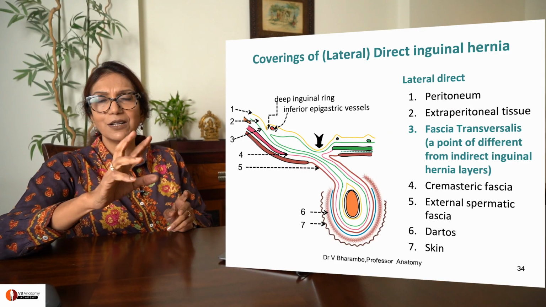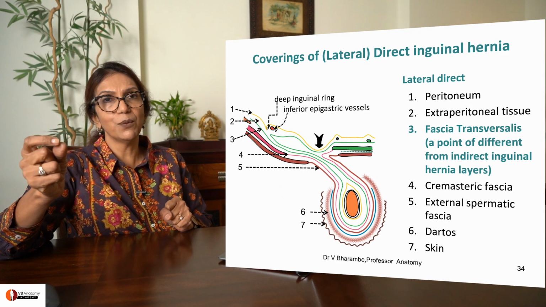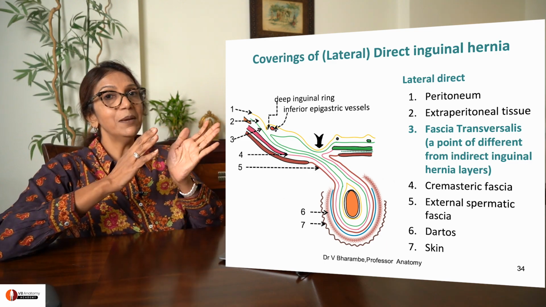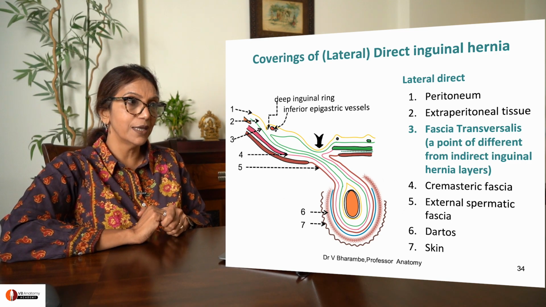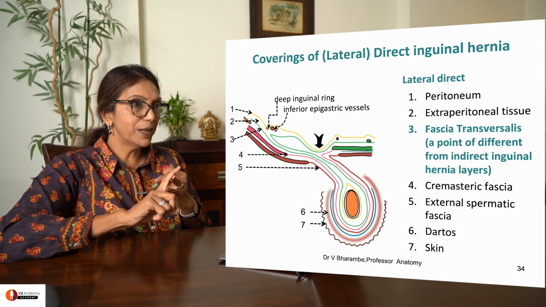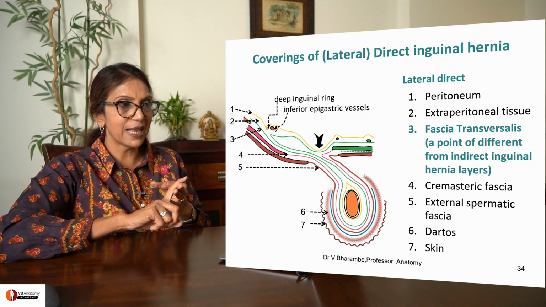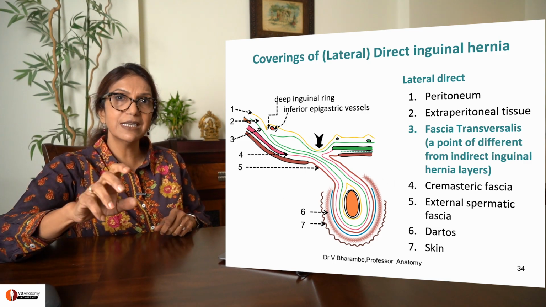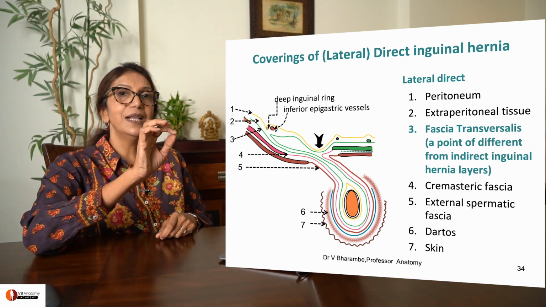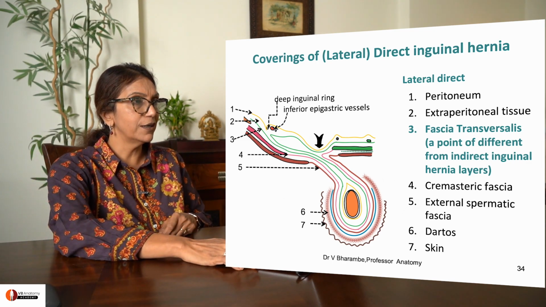What is missing is the conjoined tendon and the reflected part of the inguinal ligament, which are present only medially. So they don't get involved in lateral direct inguinal hernia. Peritoneum, extraperitoneal tissue, fascia transversalis, cremasteric fascia, external spermatic fascia, dartos and skin. These are the coverings of lateral direct inguinal hernia.